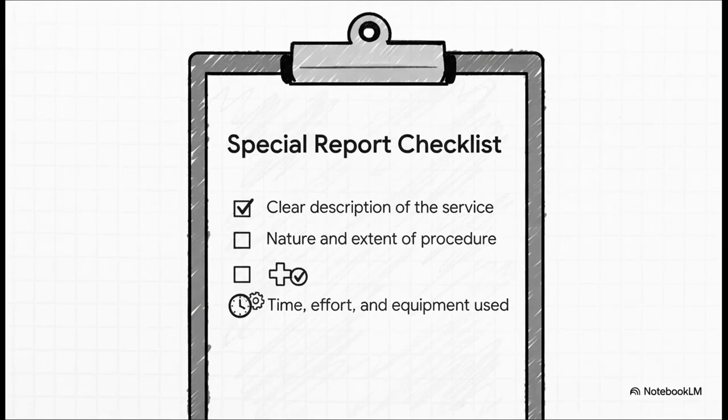So what do you put in this report? Just think of it like a checklist. You need a really clear description of the service, the nature and the extent of it, and of course, proof of medical necessity. You also want to detail the resources involved, the doctor's time and effort and any special equipment that was used. This gives the payer the complete picture.